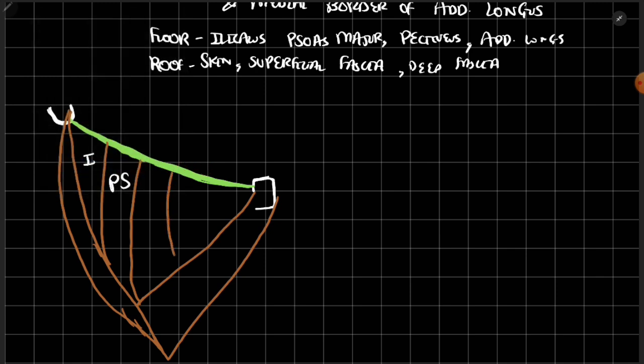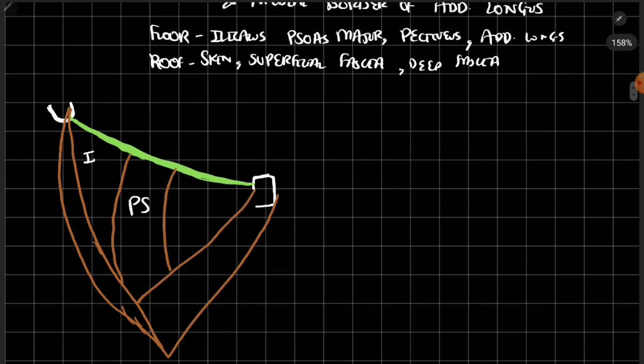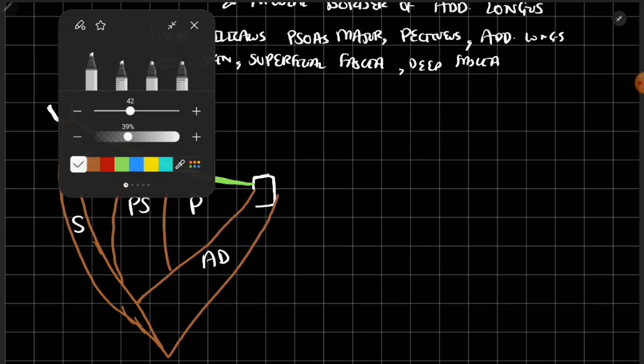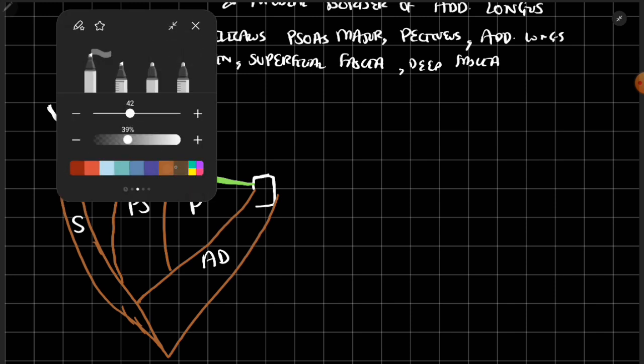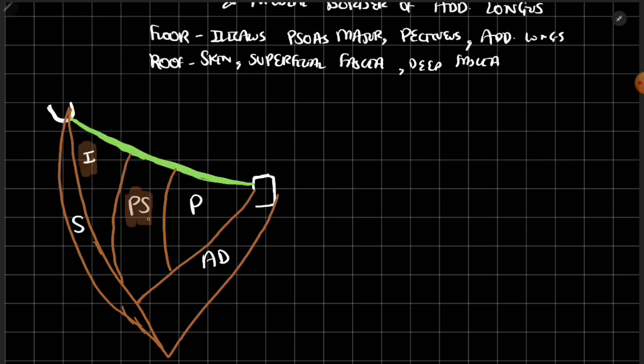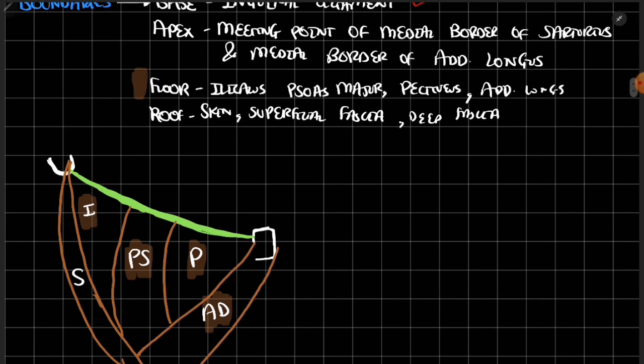Then, just a second, this will be the iliacus, this will be the pectineus, this will be the psoas, this will be the pectineus, and this is the adductor longus, this is the sartorius. So I will just highlight the floor, how it is: iliacus, psoas, pectineus, adductor longus. So the floor is brown.